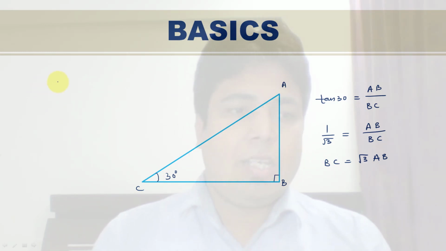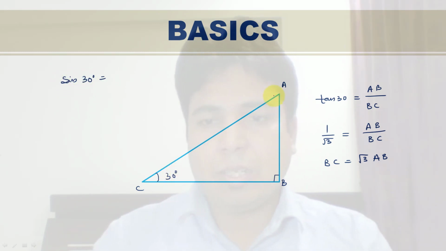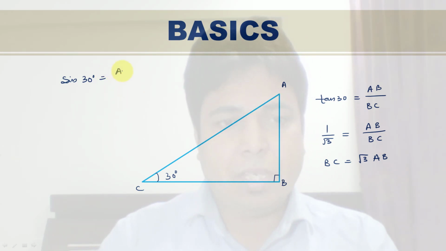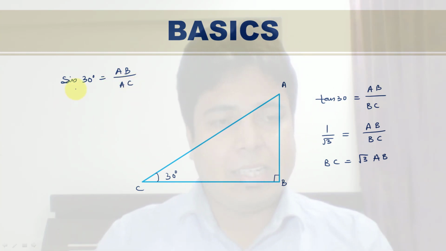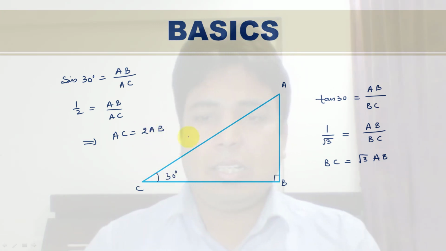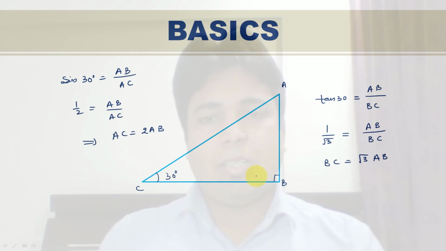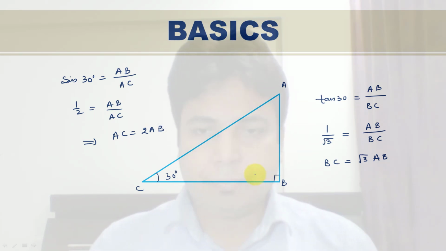Now we can even apply the sine of 30 degree. Sine of 30 degree is equal to perpendicular, that is AB, upon hypotenuse AC. And sine 30 is 1 by 2. So 1 by 2 is equal to AB upon AC, and in this case AC becomes equal to 2AB. If this is 30, then AC becomes equal to twice of this length AB. We can apply another formula as well. So let's move on to the problem solving session.